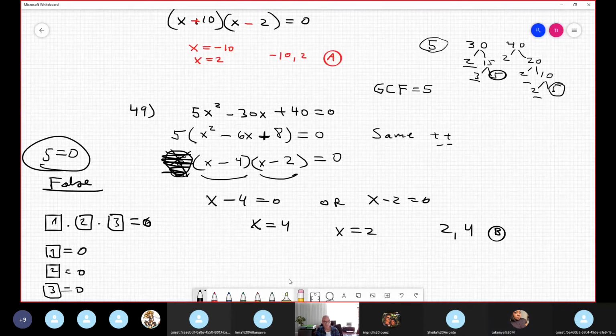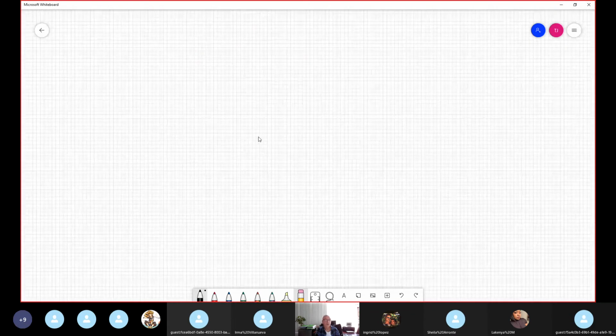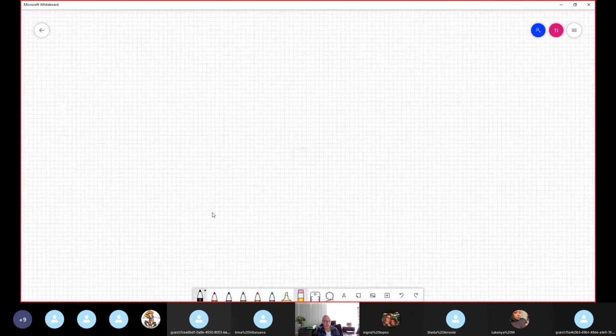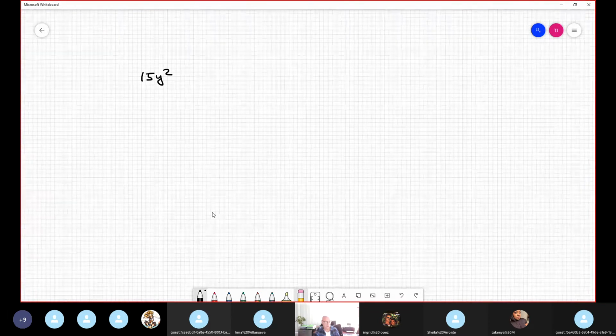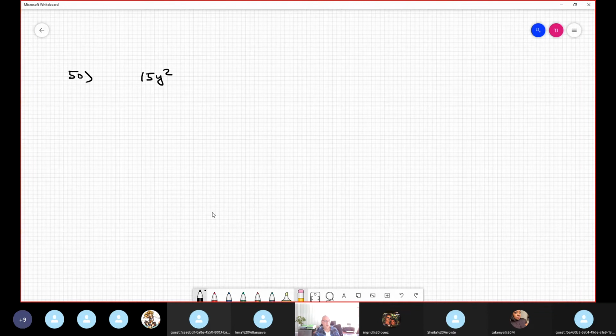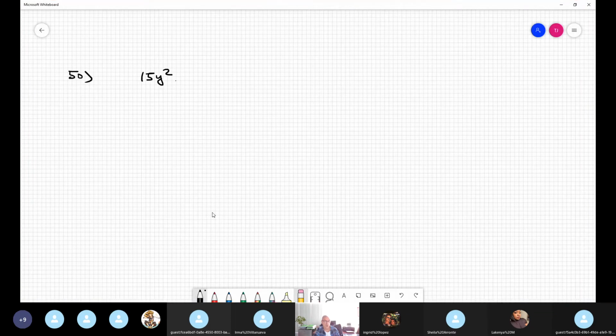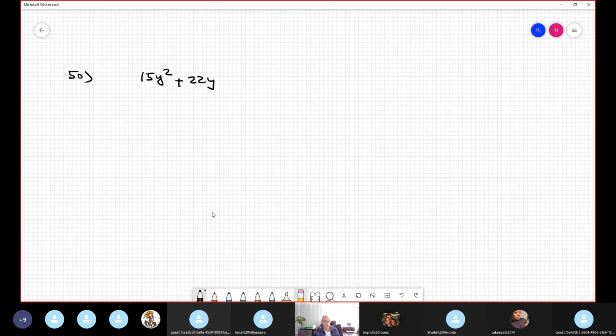50 now. This is a good question, a typical question. 15y squared plus 22y plus 8 equal to 0. Okay, what should I do? I am lost, totally lost.